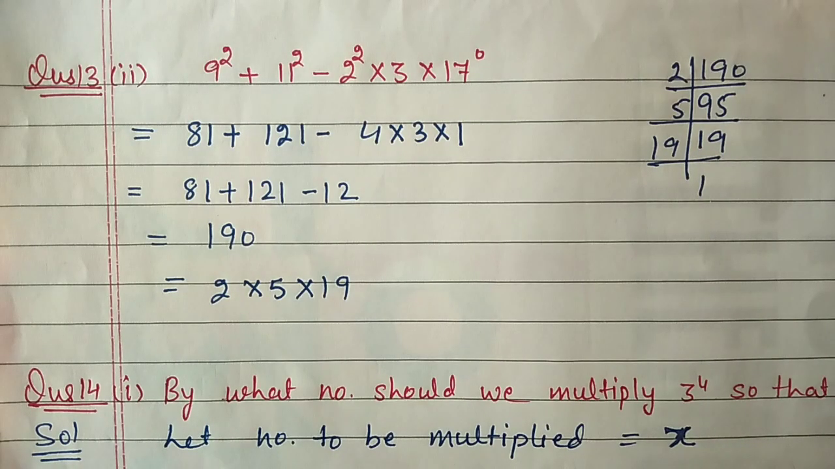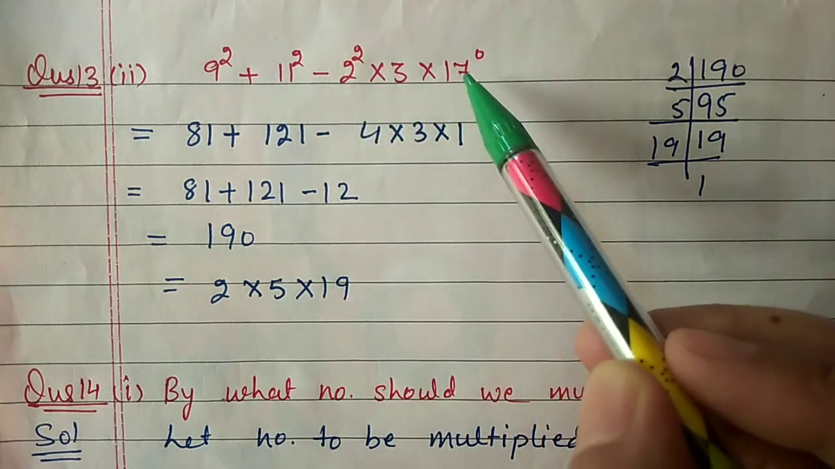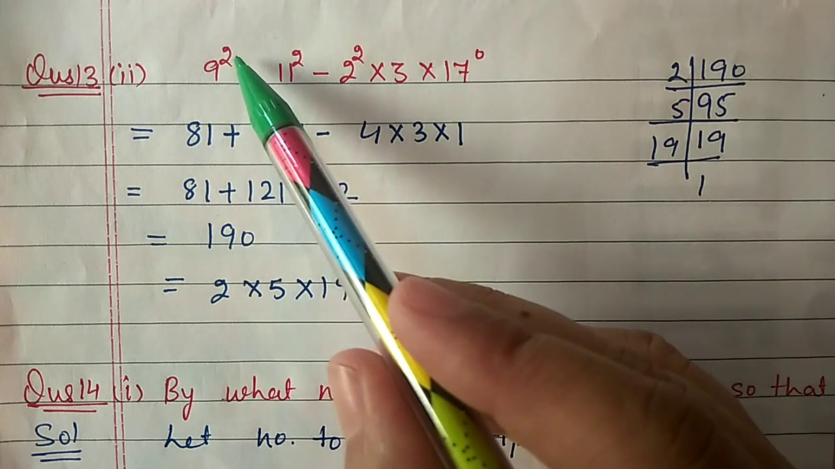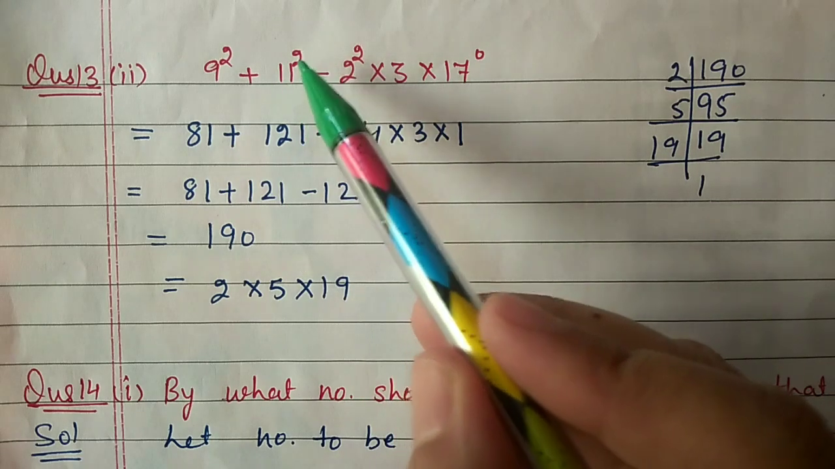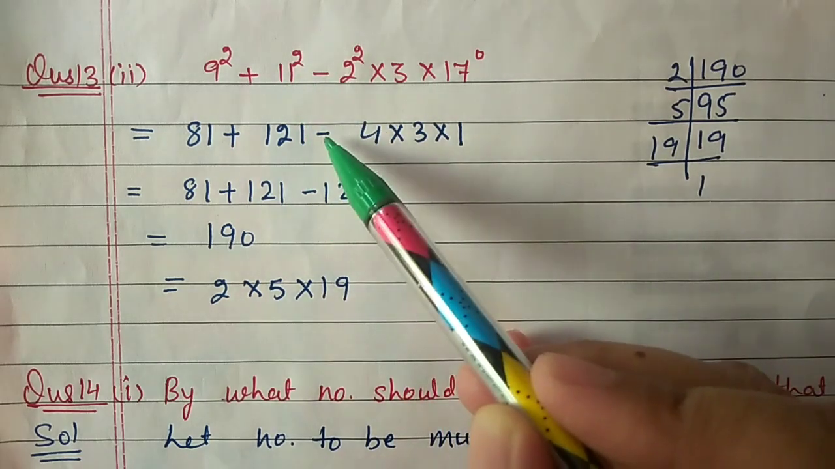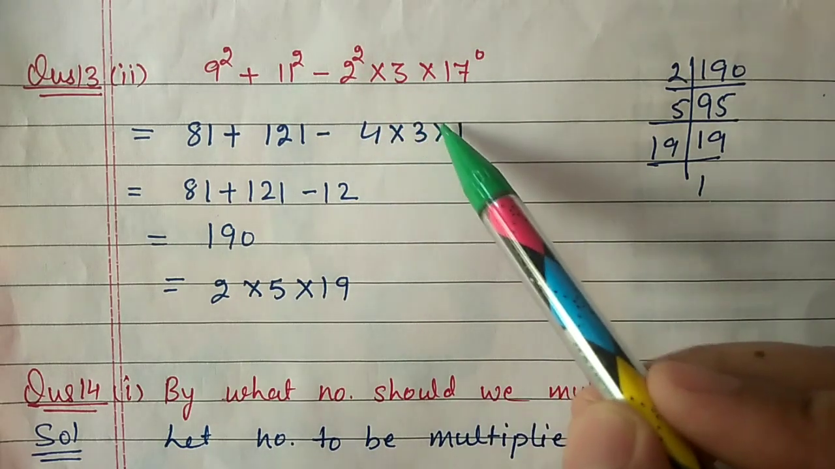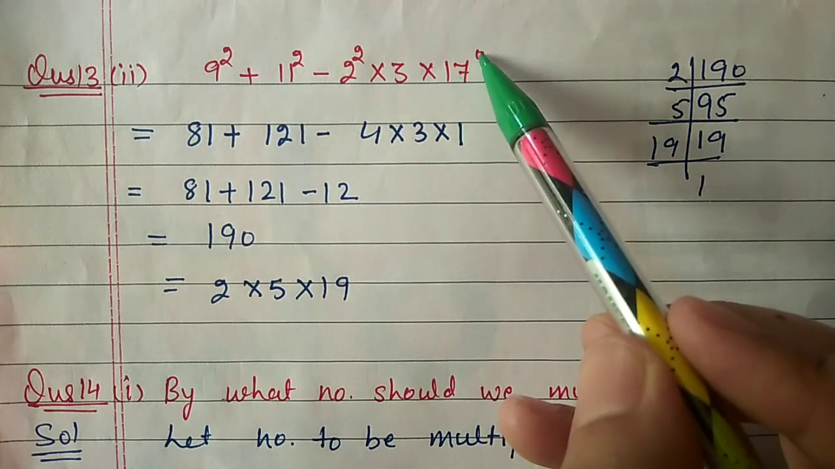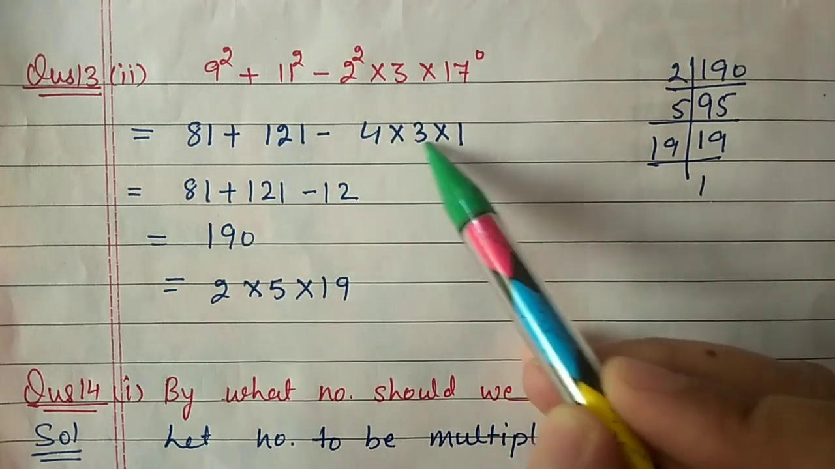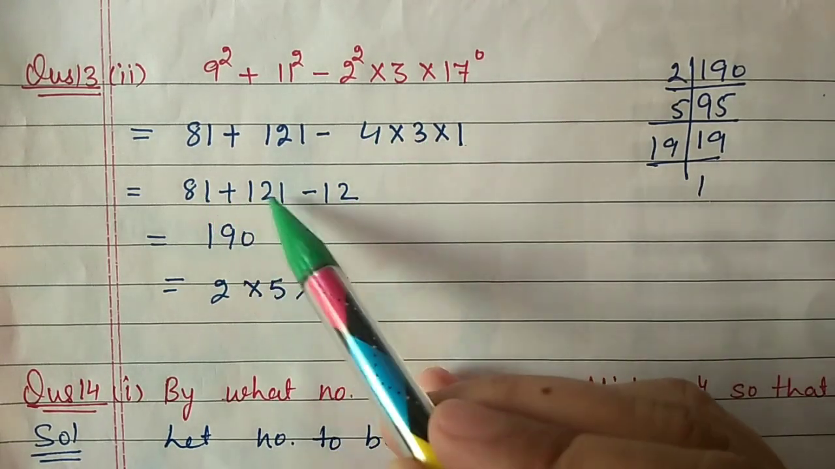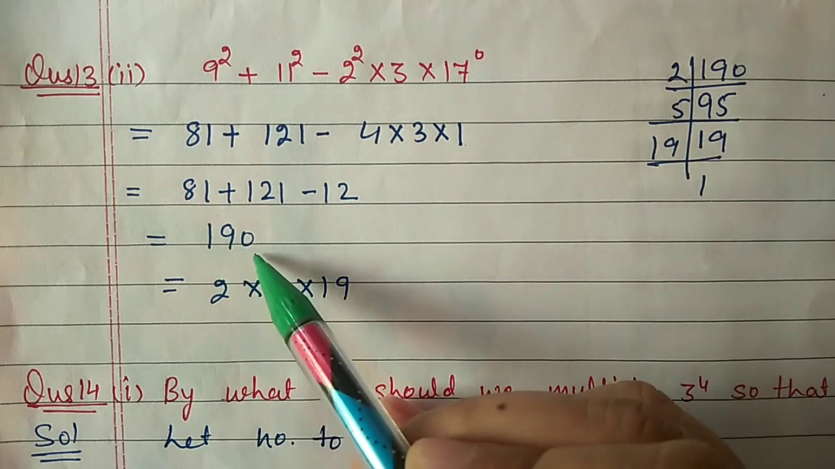Now the second part. 9 square plus 11 square minus 2 square multiply by 3 multiply by 17 to the power 0. So 9 square means 9 multiply by 9, 81, plus 11 square means 11 multiply by 11, 121, minus 2 square means 2 into 2, 4, multiply by 3 multiply by 17 to the power 0, which means 1. Now 81 plus 121, and 4 into 3 into 1 is equal to 12. Add these two numbers and subtract 12 from it. So 190 you will get.